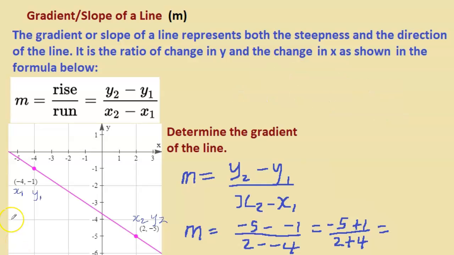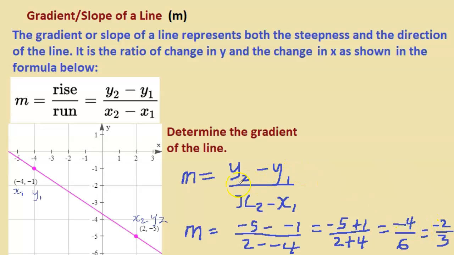So we continue. So -5 plus 1, that's what? That's -4, right? And 2 plus 4, that's 6. And of course, this fraction -4 over 6 can be reduced to -2/3. Alright? -2/3. We will soon discuss what it means when we have a negative gradient versus a positive gradient.